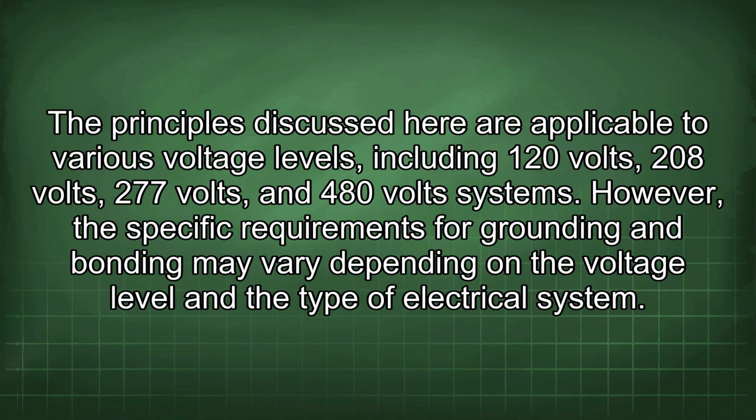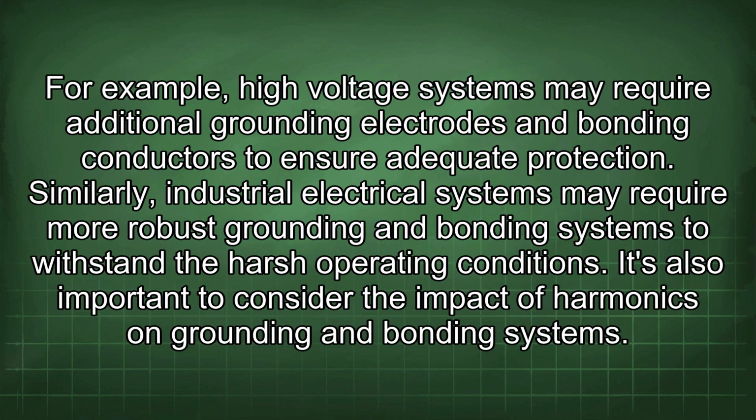The principles discussed here are applicable to various voltage levels, including 120 volts, 208 volts, 277 volts, and 480 volt systems. However, the specific requirements for grounding and bonding may vary depending on the voltage level and the type of electrical system. For example, high voltage systems may require additional grounding electrodes and bonding conductors to ensure adequate protection. Similarly, industrial electrical systems may require more robust grounding and bonding systems to withstand the harsh operating conditions.